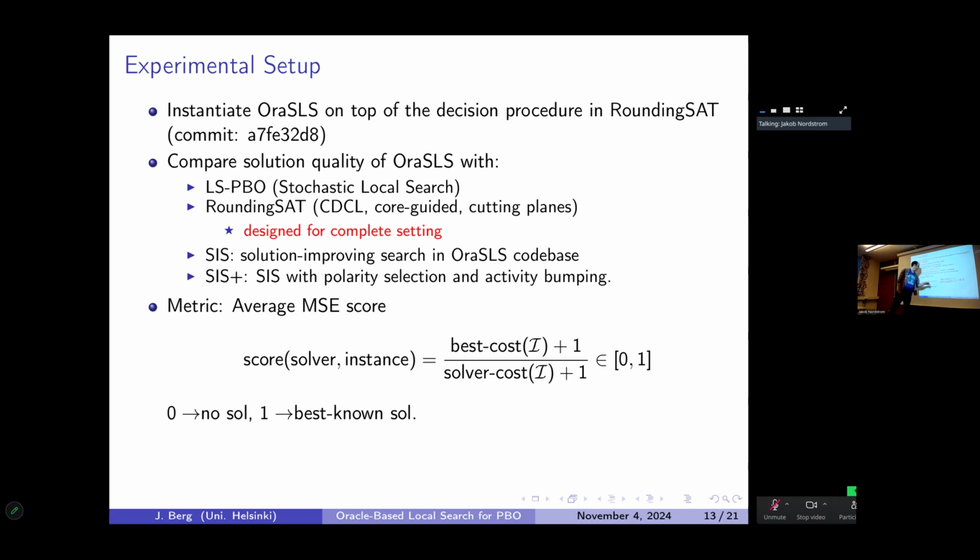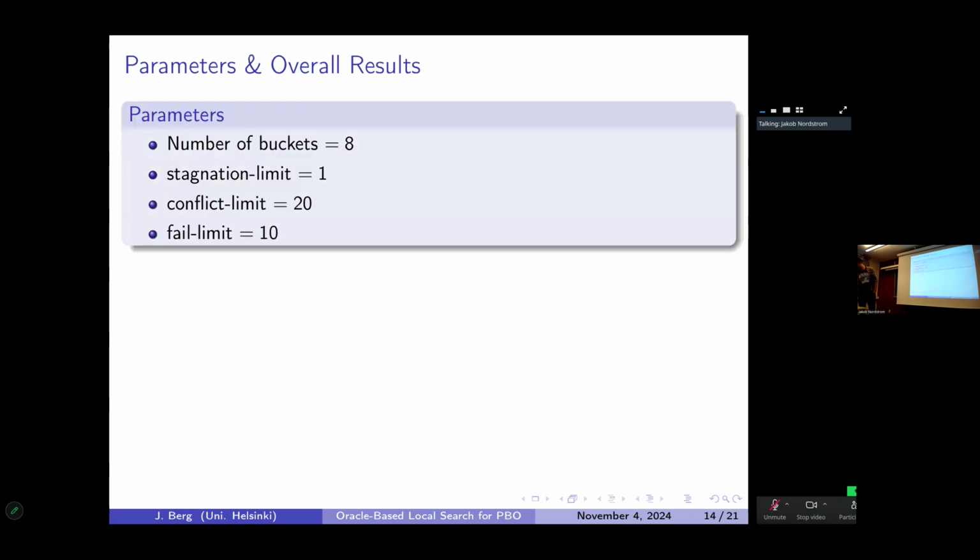For any instance, we have some notion of what is the best known cost that we can find. If an exact solver is able to solve it, nice, we'll use that. If not, it's the lowest cost of the anytime solvers. And then we divide that by whatever cost the solution that your solver got. And this will be a number between 0 and 1. 1 means you matched the best known solution. 0 means you didn't find a solution at all. That also did happen. So you want to be as high as possible.